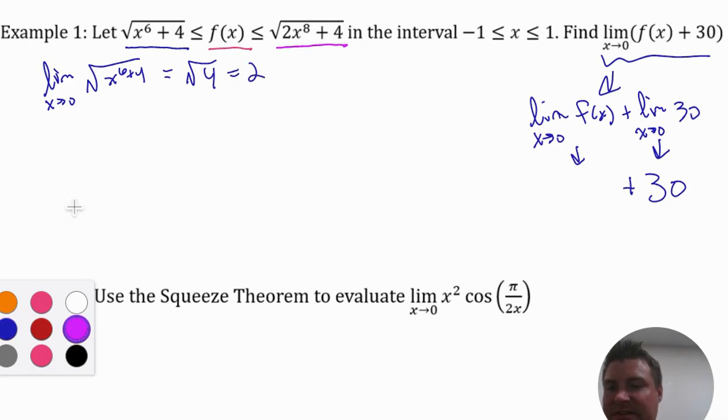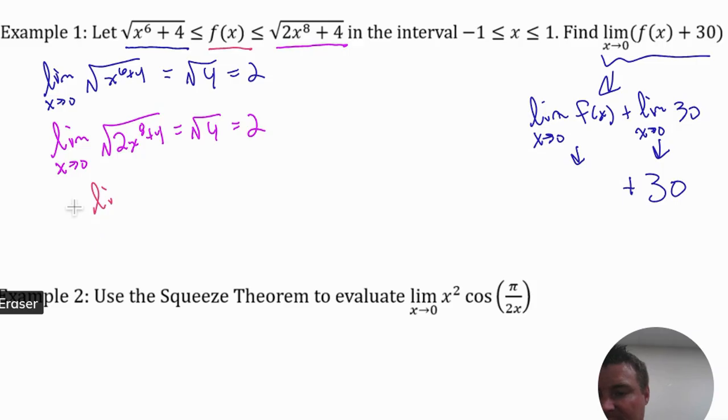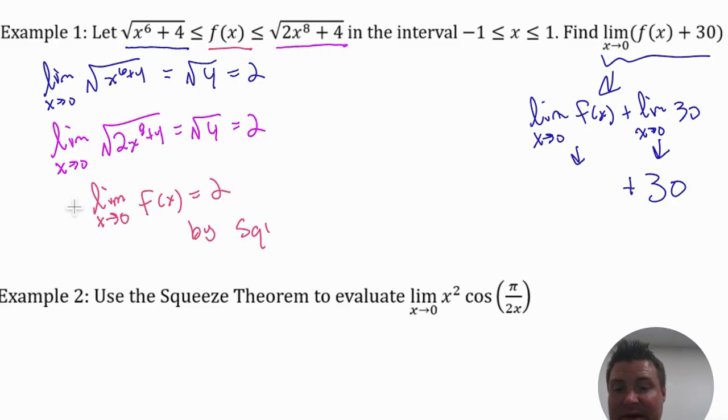If I do that same old thing there on the far side, if I look at this limit and plug in a 0, I'm also going to get square root of 4, which is 2. So by the Squeeze Theorem, we can say, I don't know why this is writing poorly. There we go. Technical difficulties happen quite often here. So we can say that the limit as x approaches 0 of f of x is also equal to 2 by the Squeeze Theorem. You do not need to say by the Squeeze Theorem, but I'm just going to leave it here for y'all to see.